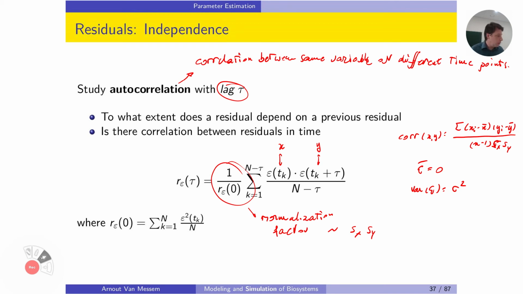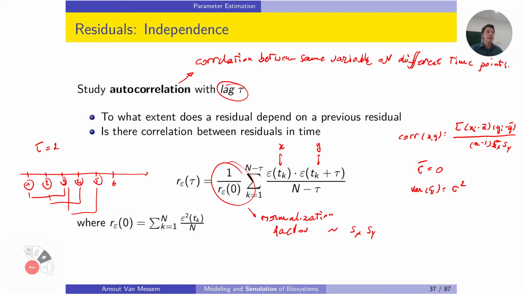And so what we basically do is, if we look at the time points, so time point 1, 2, 3, 4, 5, 6, and we say, for example, my tau is 2, so my lag is 2. What I do is I compare 1 with 3, then I compare 2 with 4, then 3 with 5, 4 with 6, and so on. And I do this over all time points that I observed. This allows me to see how there is a correlation between a residual now and the residual further in time.